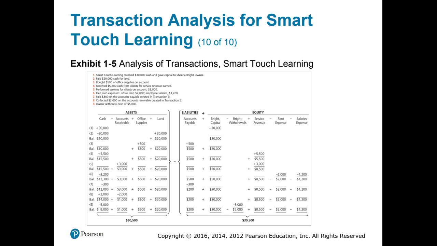I'm not going to read through all these, but it's just showing us that these are all the transactions that took place that we just went through, and the end result is both our assets equal our liabilities plus our equity. They both balance. So 30,500, 30,500. This is how you want your assessment to look as well. So your assets should equal your liabilities and your equity. Your debits should equal your credits.